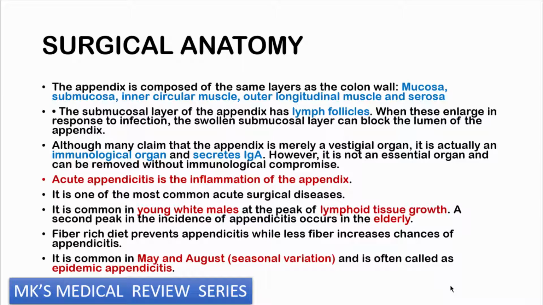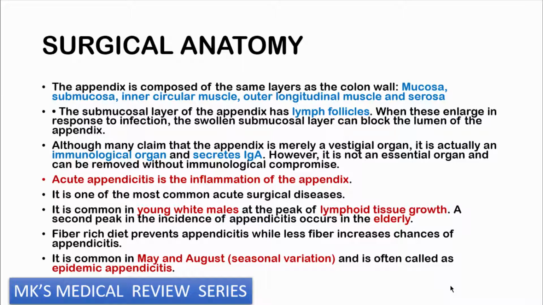And it's going to be a very common variant in young white males, and this is because you get a peak that's happening when they have lymphoid tissue growth. You also get a second peak that is very common in the elderly. We shall see that in the elderly, it's more due to an obstructive cause, most commonly referred to as a fecalith. A fiber-rich diet actually has been seen to prevent appendicitis, while a low-fiber diet has increased the chances of appendicitis.